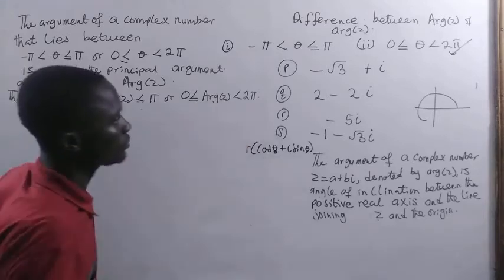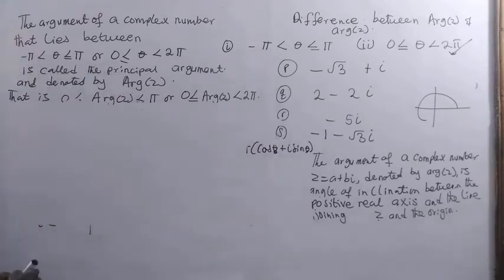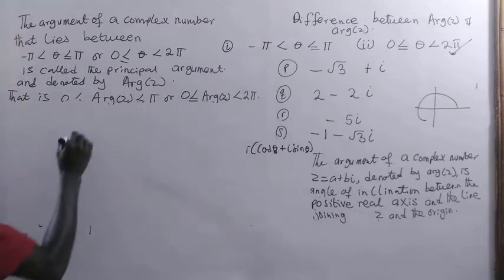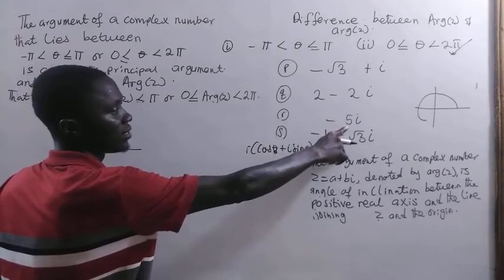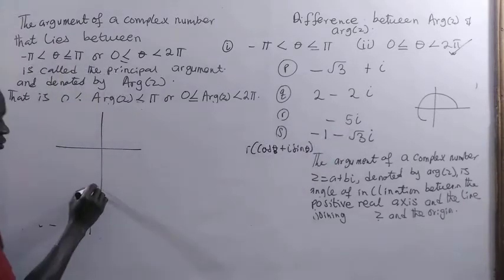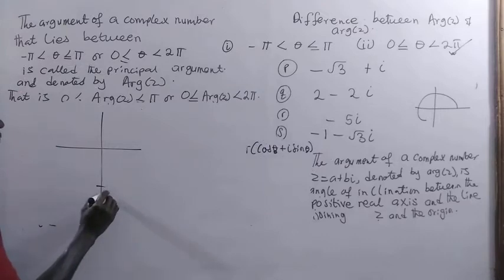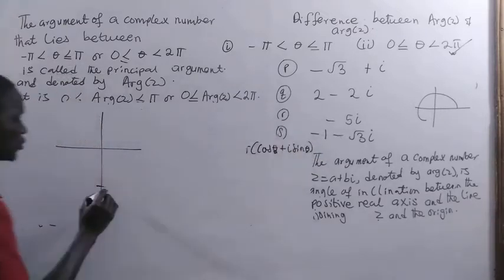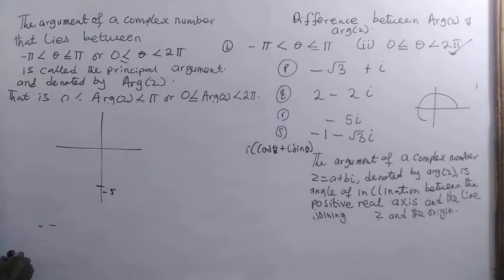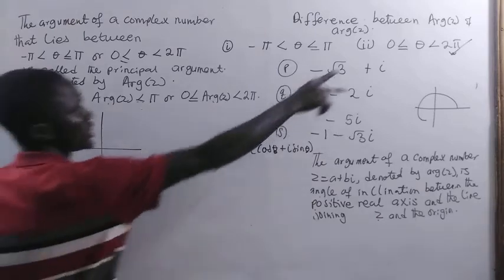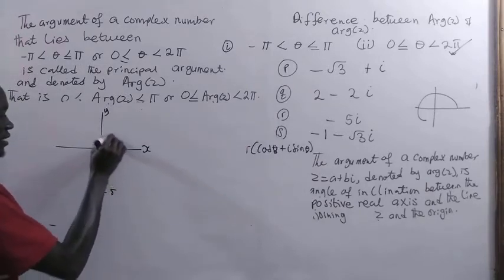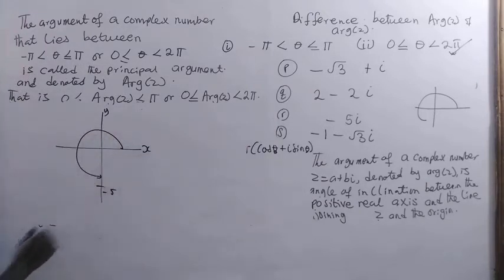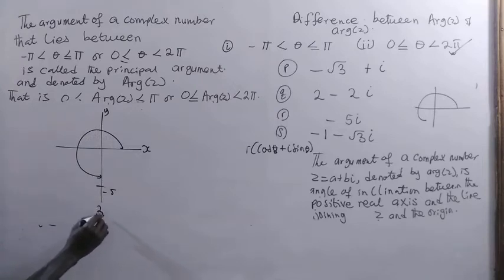Now, what about what we have here? We are having only the real parts, -5. So it is on the negative imaginary, only the imaginary part, so it is here. Now, if you are to measure using this interval, then you have to measure from the positive x-axis to this line. And that will give us 3 pi on 2.